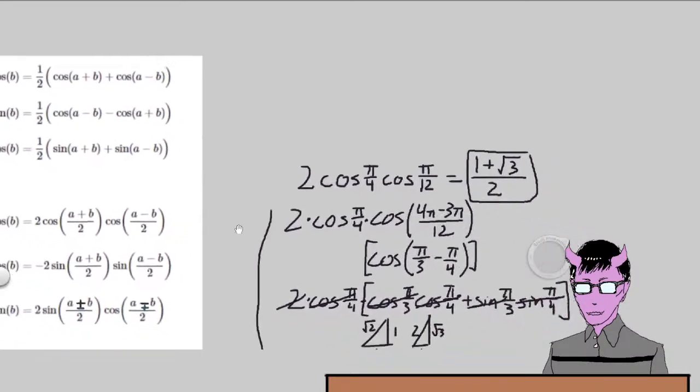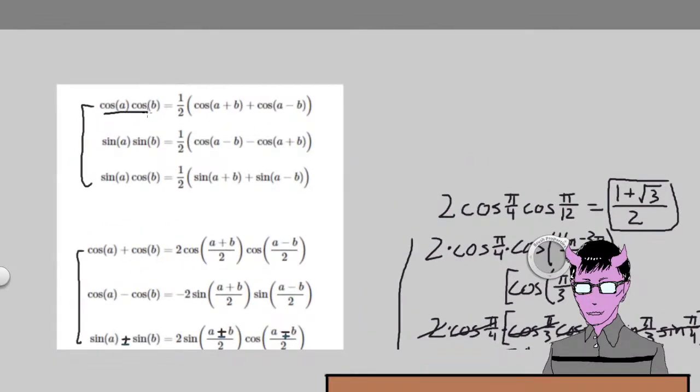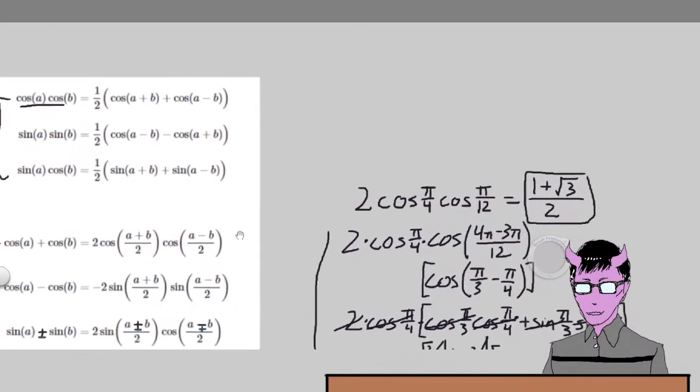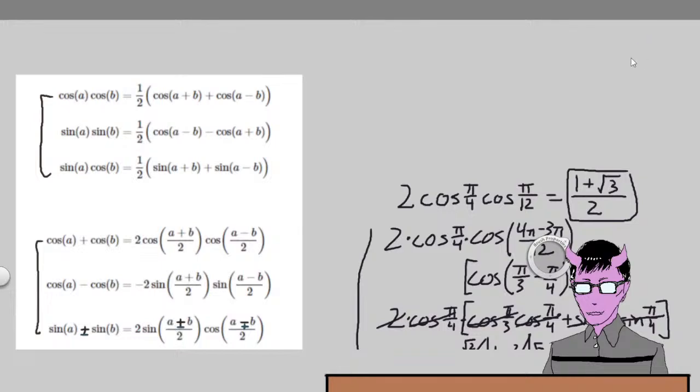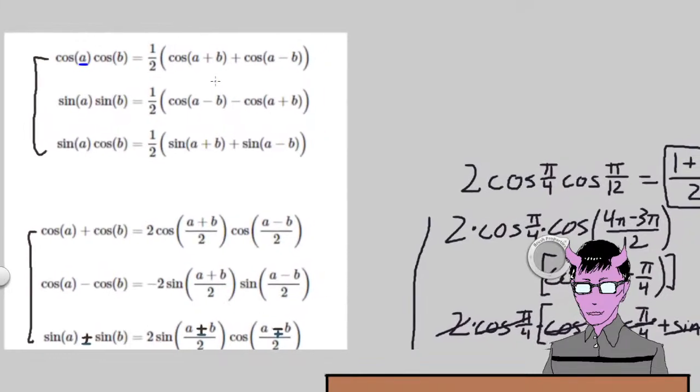So let's see. So again, we have the cosine times the cosine. So we're going to use that one in particular. And let's just color code this real quick. So that's going to be the first argument, and then that one is a as well. That one's a. And this is going to be the second argument for the second cosine. So there's b, and then there's b.